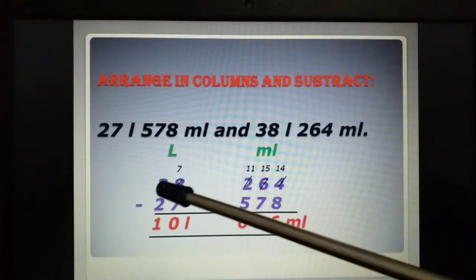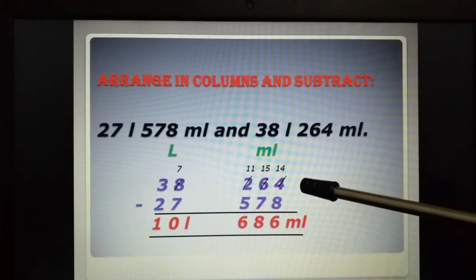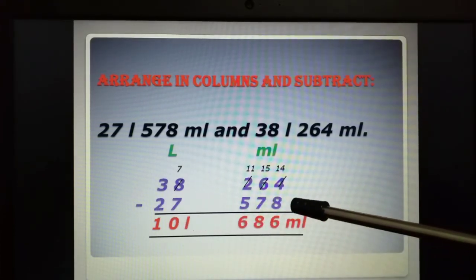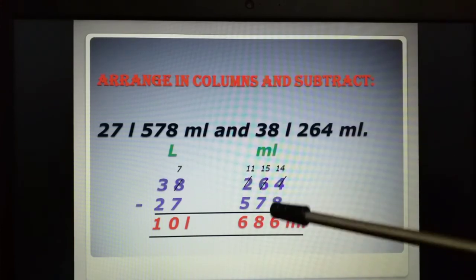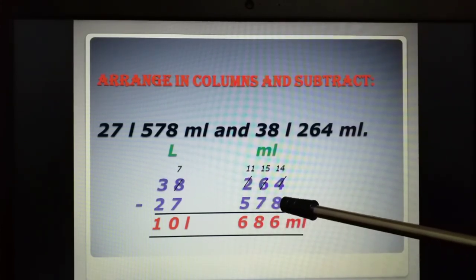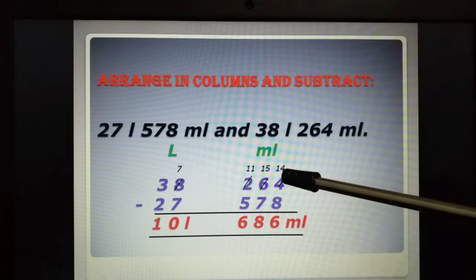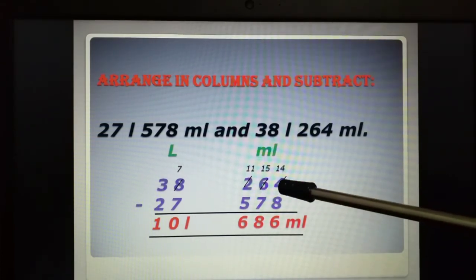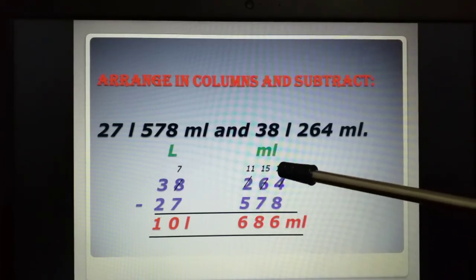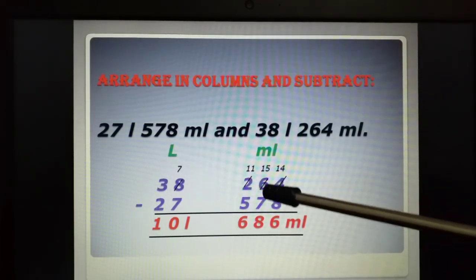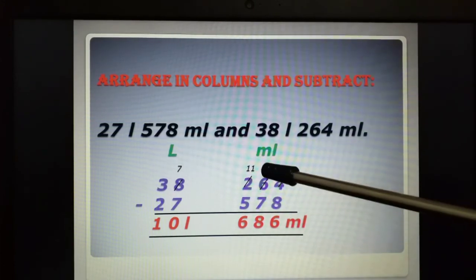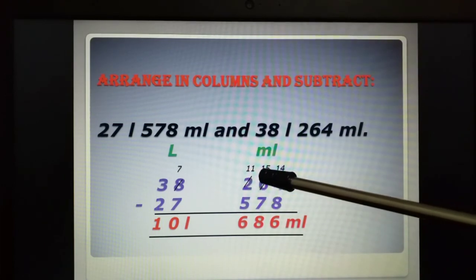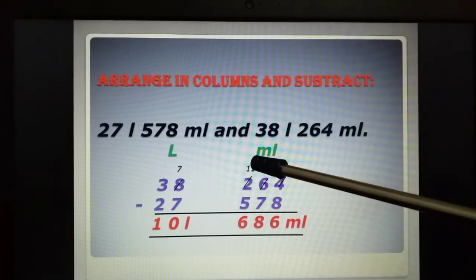Now we will arrange this: 38 liters 264 milliliters and 27 liters 578 milliliters. Now we will subtract. Now we can't subtract 8 from 4, so we have to borrow 1 from 6. So 4 will be 14 and 6 will be 5. Again we can't subtract 7 from 5, so again we have to borrow 1. So this 5 will be 15 and 2 will be 1.